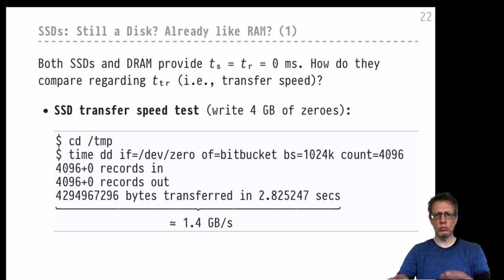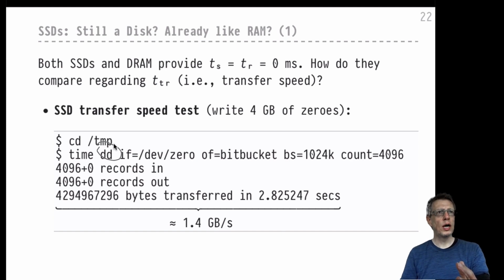So let's have a speed comparison of the transfer speed of reading and writing information. In this case, writing information to an SSD as compared to reading or writing information to DRAM, to normal RAM. We could use a simple Unix systems command, for example, for such an experiment. This is the command dd that you see here.